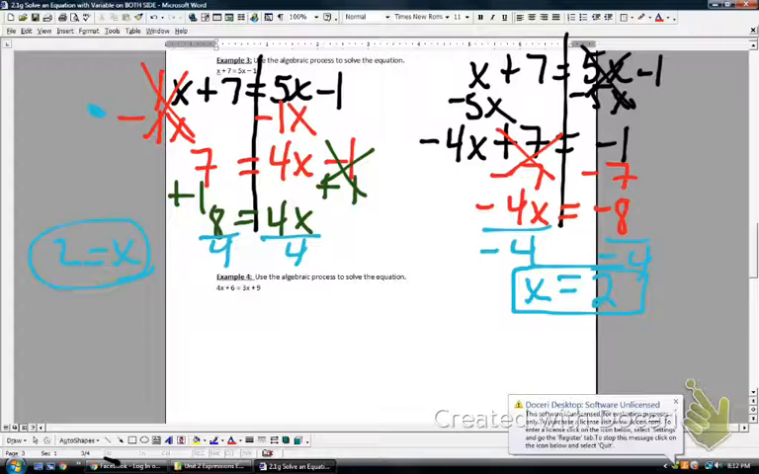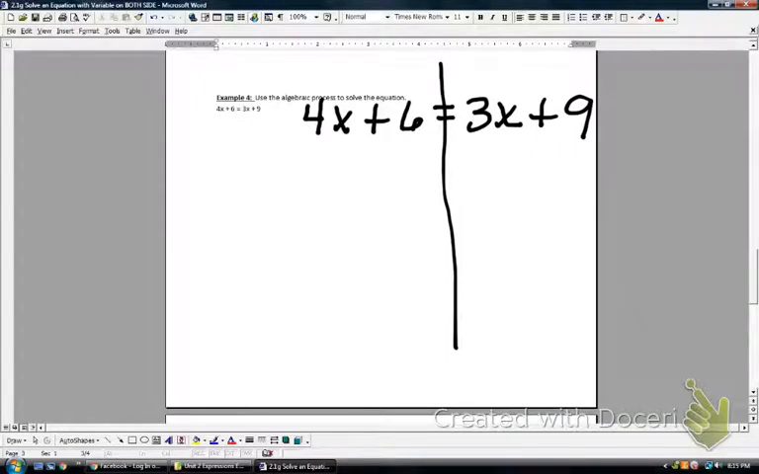You have to decide if you prefer to have positive variables or if you want your variables on the left hand side and then deal with negatives. I don't care how you do it. It's a personal choice. So you have to work some problems and see which works best for you. Just remember, if you choose to have your variables on the left hand side, you have to really watch your signs. Let's look at our next example.